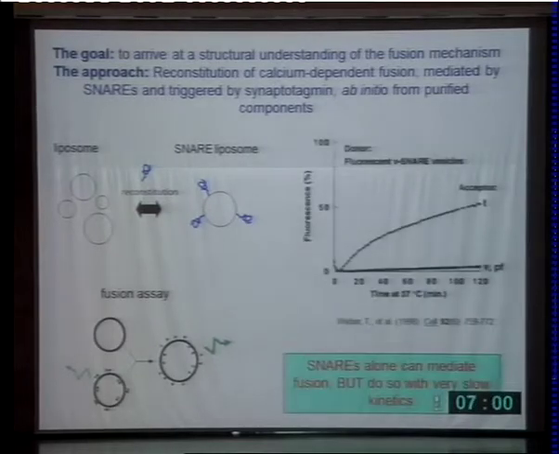Now, the first publication using this type of assay was again from Jim Rothman's lab. You see here from his original paper, he saw a very nice fusion reaction when the complementary sets of SNAREs were present in these membranes. But the problem was the time scale, because it took almost 5 minutes before the reaction even started. And then it was a very, very slow reaction. And this was a problem for the field because these are the SNAREs that are supposed to mediate sub-millisecond exocytosis in neurons.